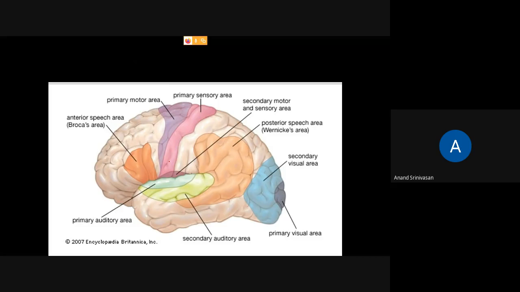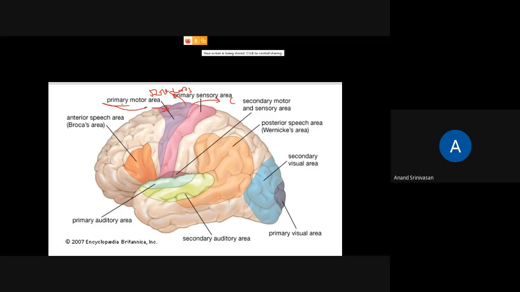What is the meaning of precentral gyrus? This one is the central sulcus. Anterior to the central sulcus, here you can see a gyrus. This is the precentral gyrus. The precentral gyrus is the primary motor area.